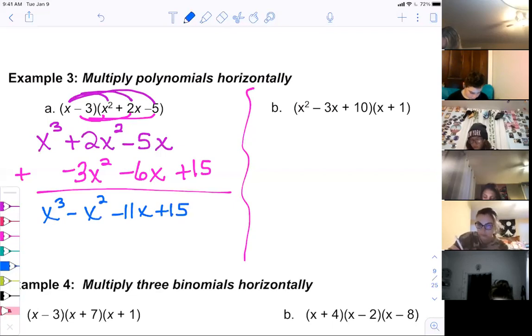So you're really using the distributive property. We're distributing each term to the values behind it.